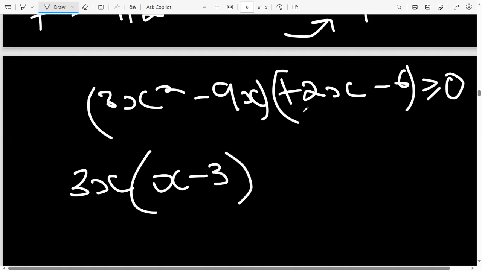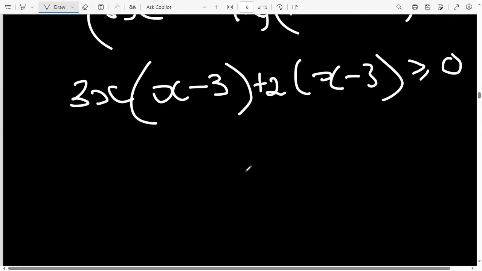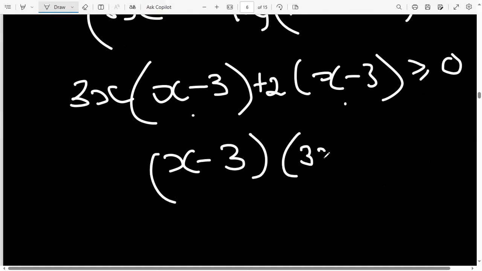And then here, what is common? We see that the positive 2 is common, so we remain with x minus 3. It's greater than or equal to 0. Here we have the same factor, so we write it once: x minus 3, and the other one is 3x plus 2, greater than or equal to 0.